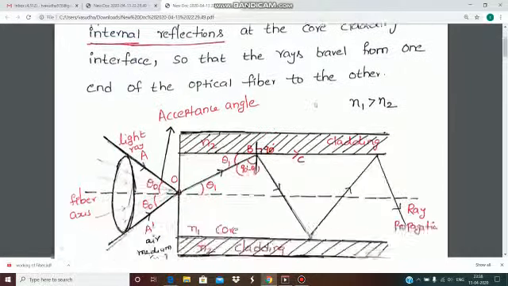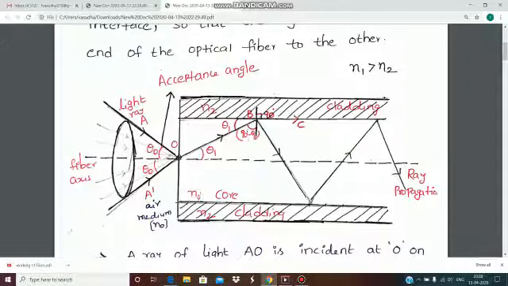It consists of one inner cylinder. This inner cylinder we call the core, and it is surrounded by another cylindrical shell, which we call the cladding. Here, the refractive index of the core is slightly greater than the refractive index of the cladding. That's why the core acts as a denser medium and the cladding acts as a rarer medium. Here it is the air medium. The refractive index of air is n0. So the air medium, the core medium, and the cladding medium. Now, how does light propagate in this fiber?